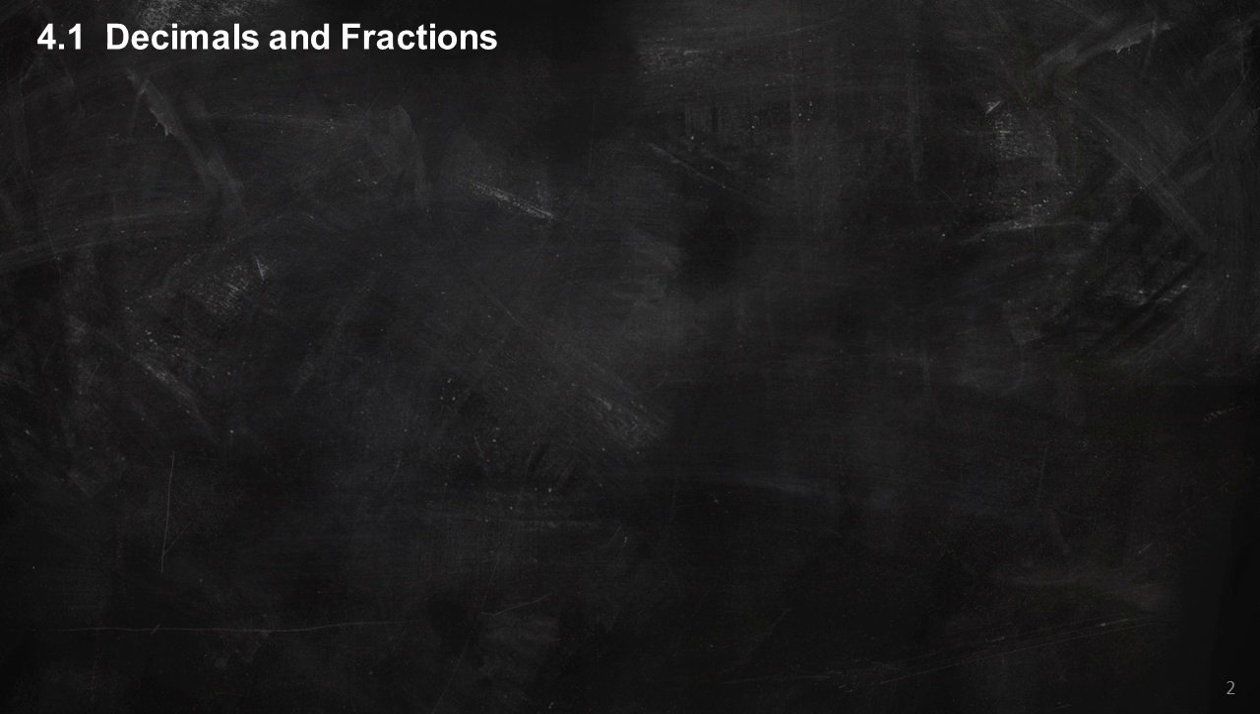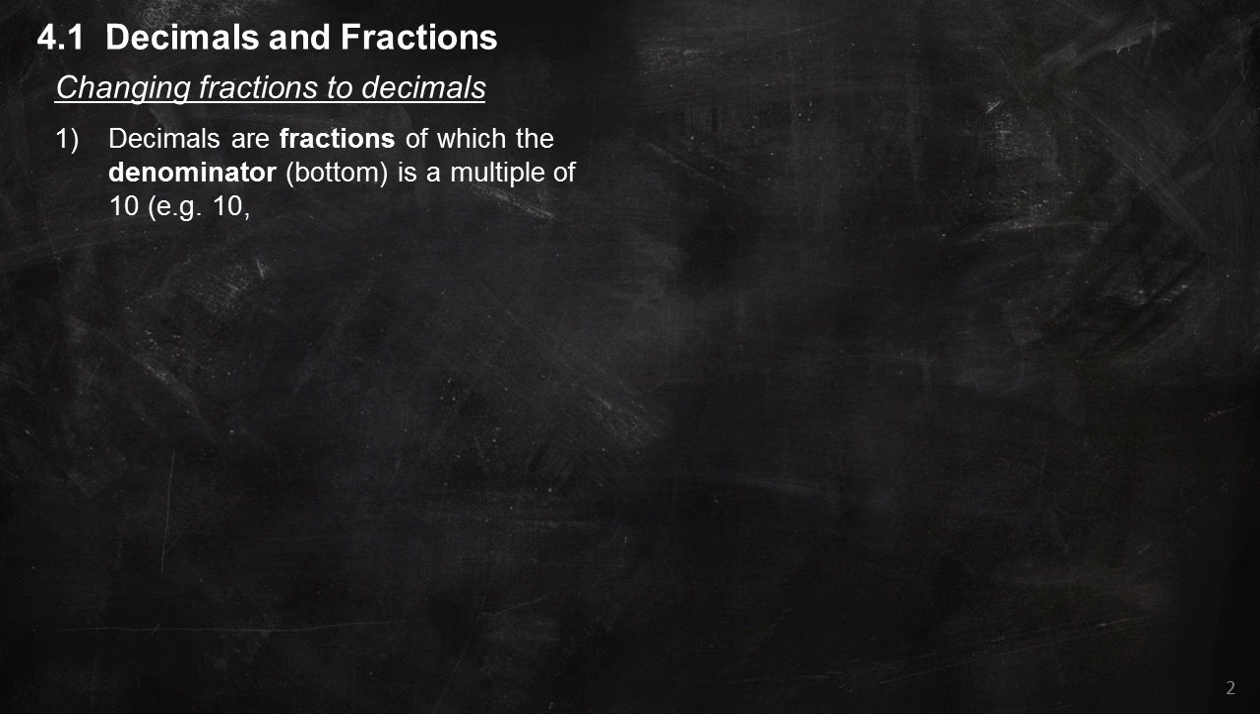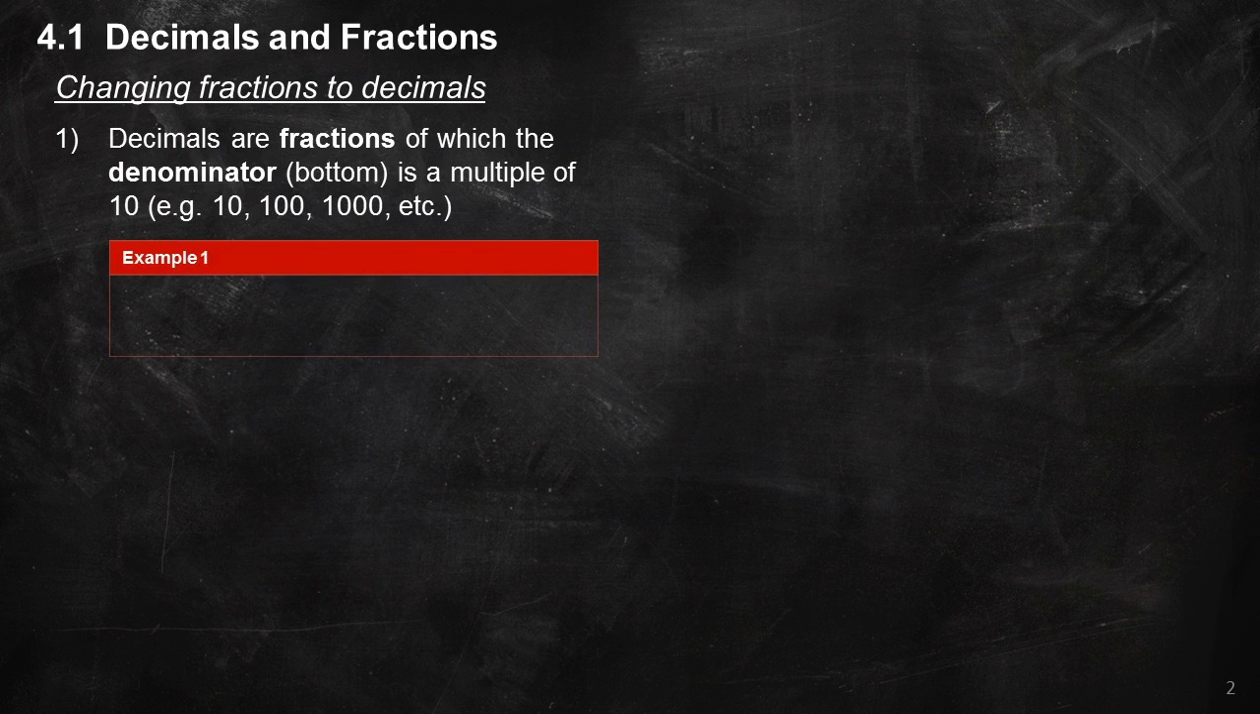4.1. Decimals and fractions. Changing fractions to decimals. 1. Decimals are fractions, of which the denominator, bottom, is a multiple of 10. For example 10, 100, 1000, etc. Example 1.